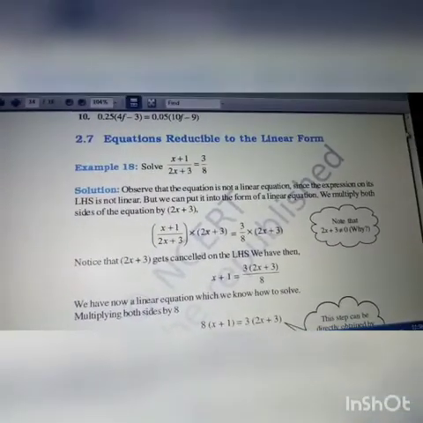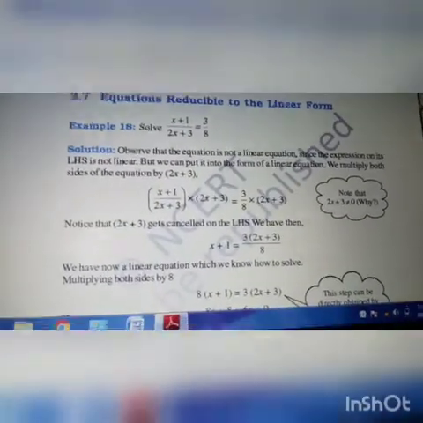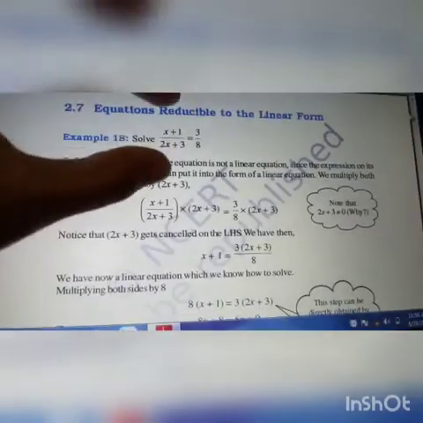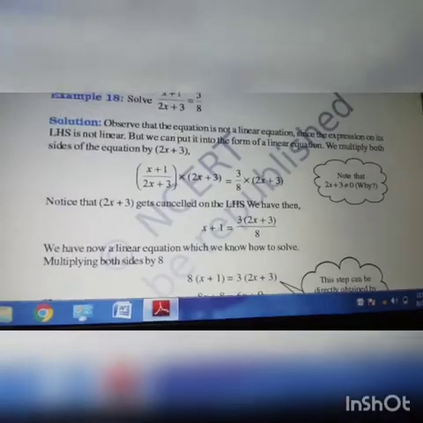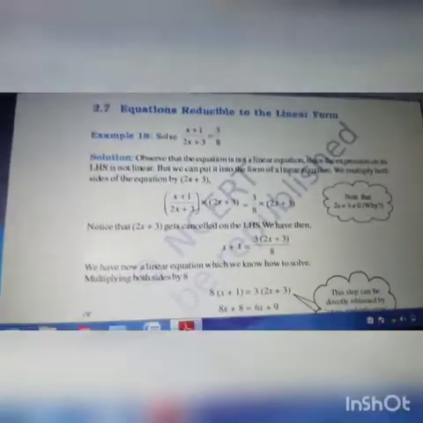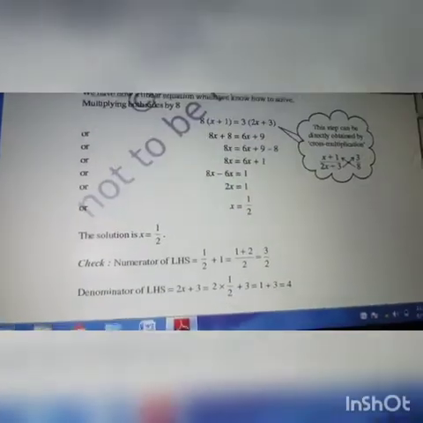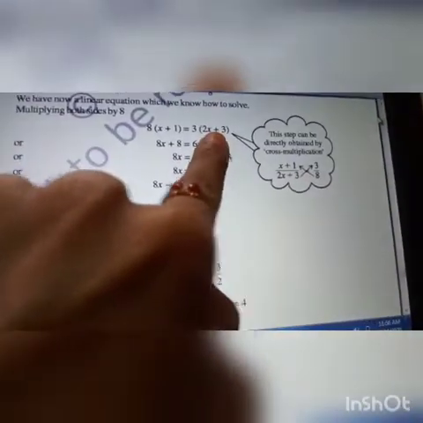Equations reducible to linear form, and this is also a complicated equation. So what you should do, you should make it a linear form. Linear means in a single line. I already told you, the variable power should be 1. Then you should make it like this and you should solve and find the value of x.